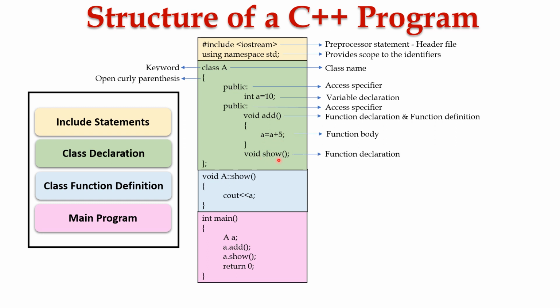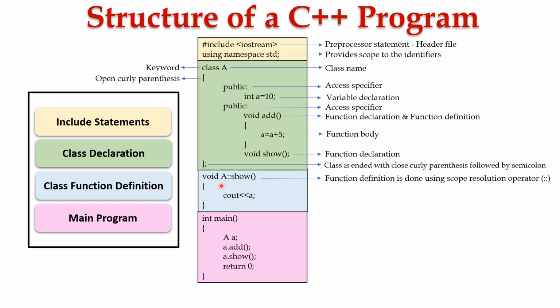Next, void show of semicolon. This is the function declaration statement, which implies that the function does not have function definition inside the class. Finally, the class is ended with close curly parenthesis followed by semicolon. Next, class function definition. The function definition is done using scope resolution operator double colon. Void A scope resolution show implies that the show function belongs to the class A. This function uses cout statement to display the value of the variable A.